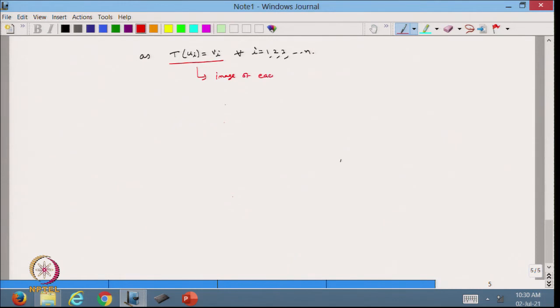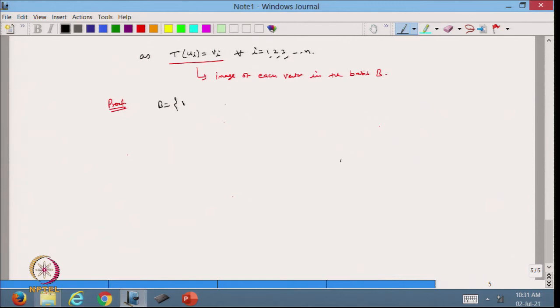It means from here you can see that we are able to find the image of each vector in the basis. So, if we are able to find the image of each element in the basis, then we are able to find the linear transformation. So, this theorem gives you how we can find the linear transformation. Now, this proof is very simple.